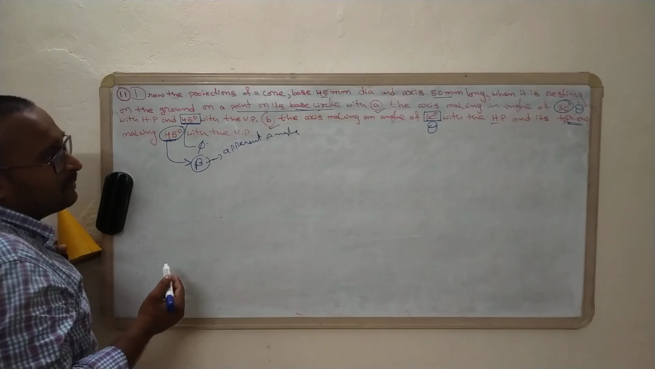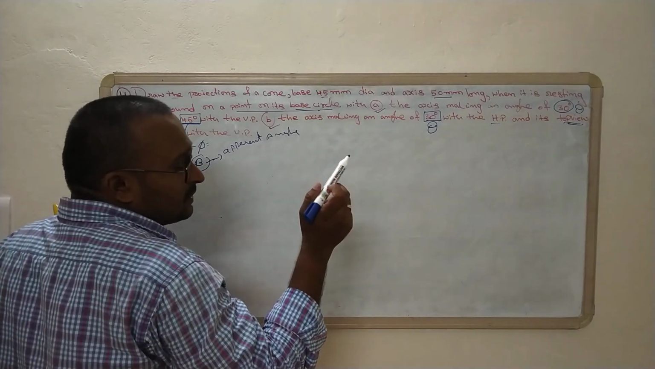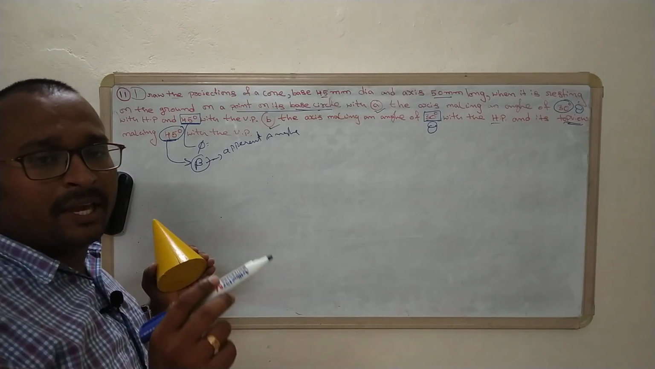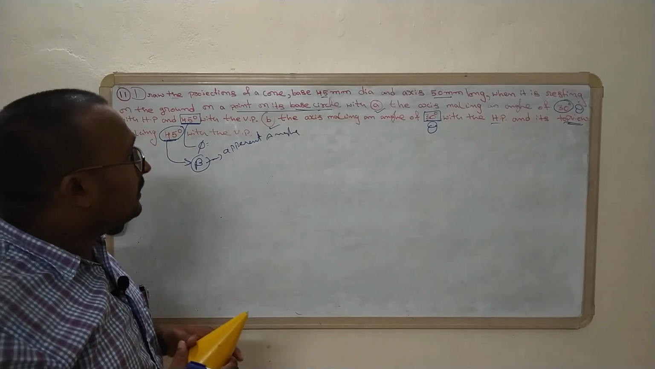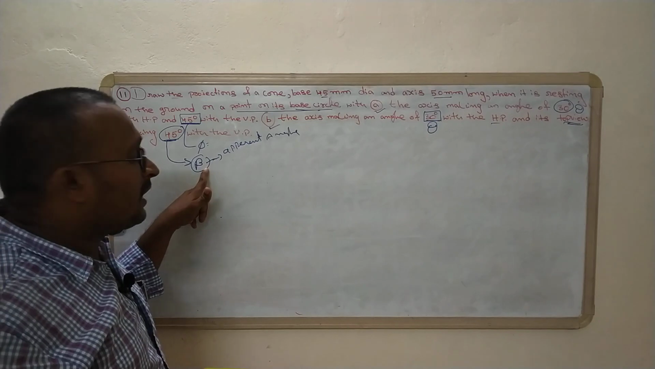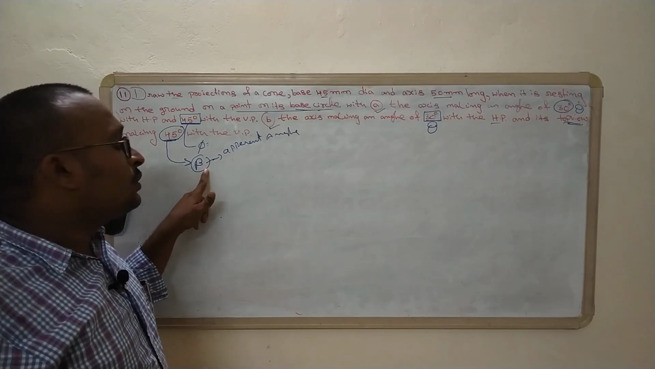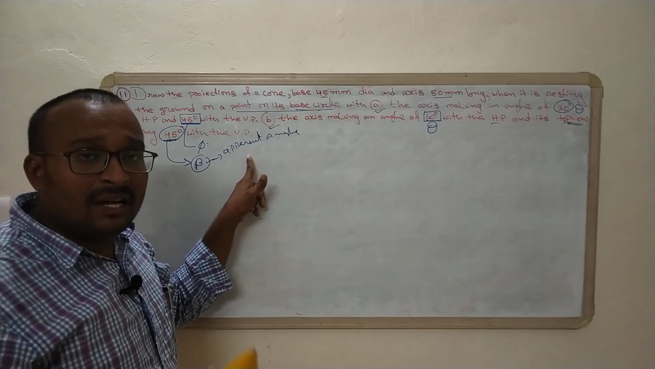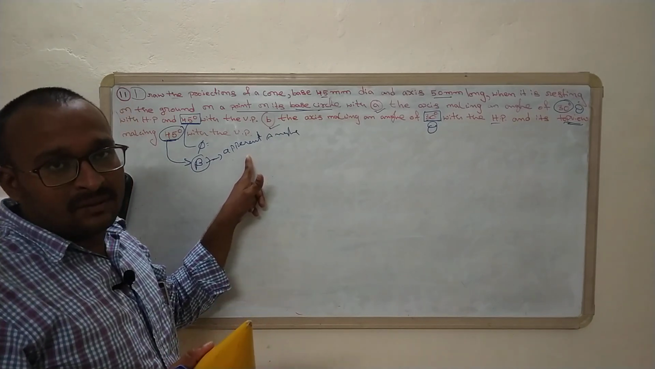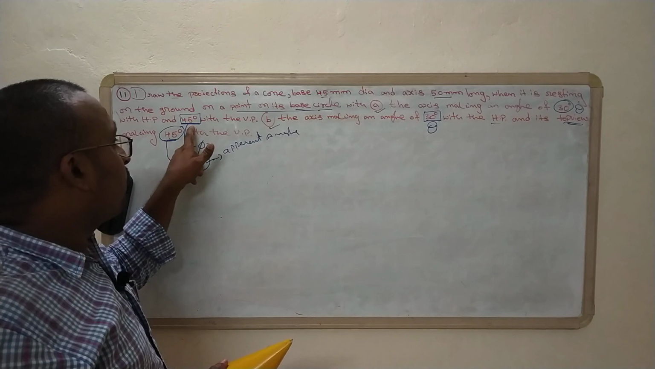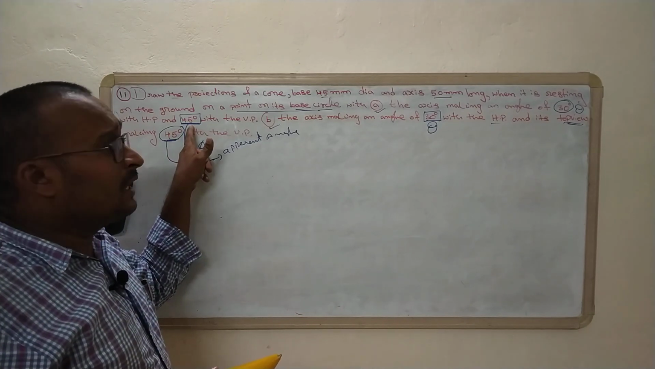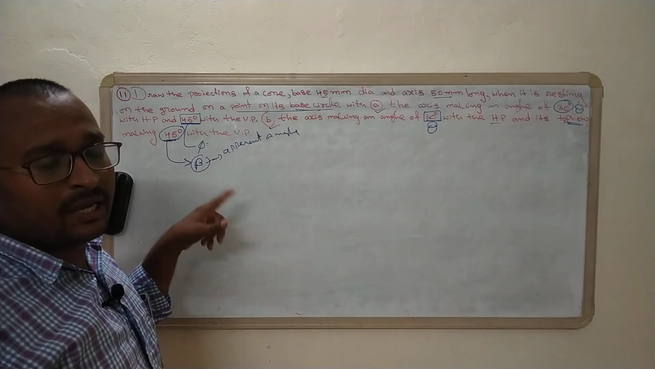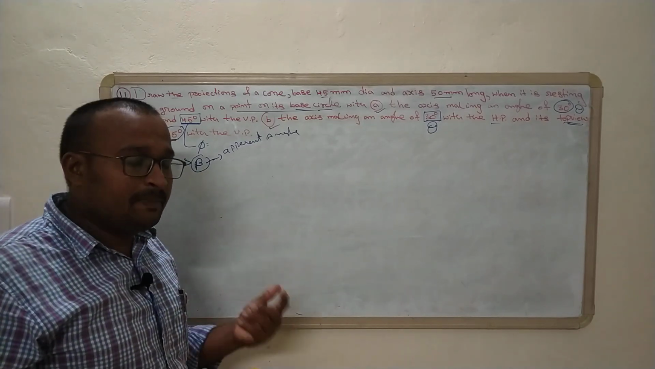So please remember, there are two conditions. Please study the problem carefully to see whether they have given phi or beta. If they have given beta, you need not calculate the apparent angle again, even if the axis is inclined to both the planes. If they have given beta directly, you need not calculate it again. So please remember that.